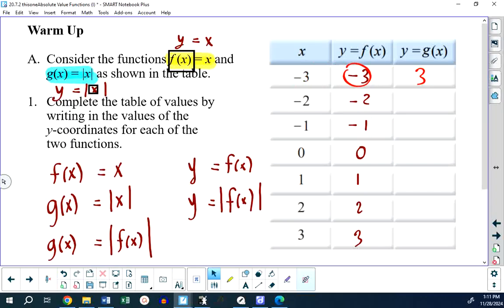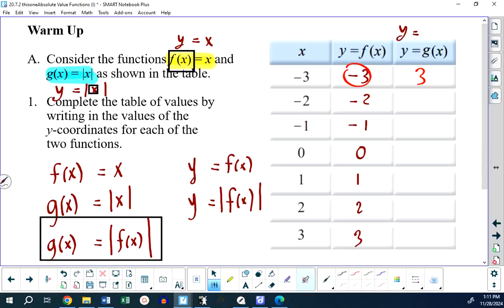Because the big idea is that g of x, and don't forget, y is always the function. So when I say g of x, I mean the y coordinate on g. That g of x is the absolute value of whatever f of x is. So I'm asking you to look here, even though the numbers are the same.